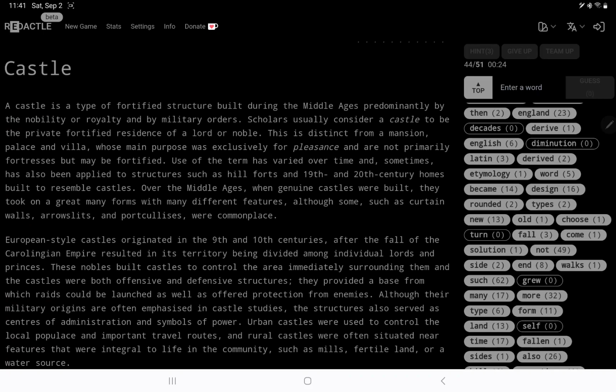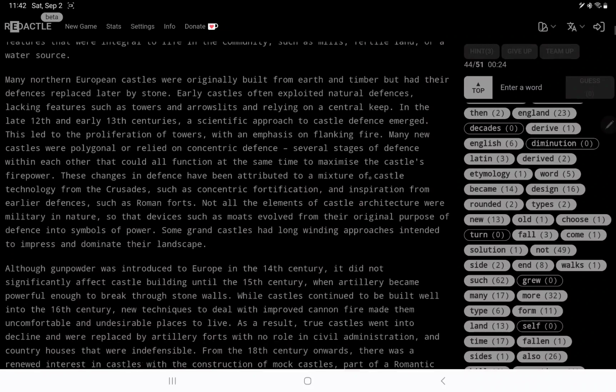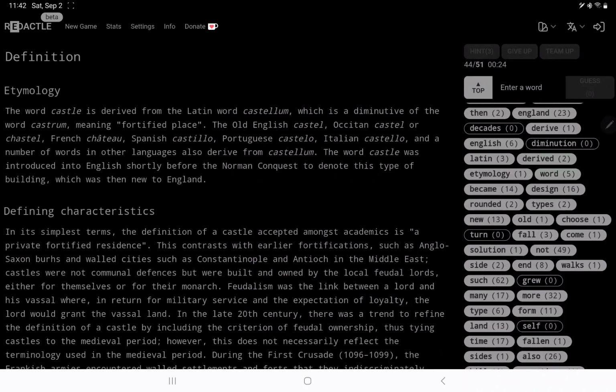Anyway, there we go. Type of fortified structure built during the Middle Ages, predominantly by the nobility. I would have thought castles were even older than that. Here's the word. Oh, castle. Diminutive. So I was very close. I said diminution, but diminutive, of course. I should have remembered that IVE ending.